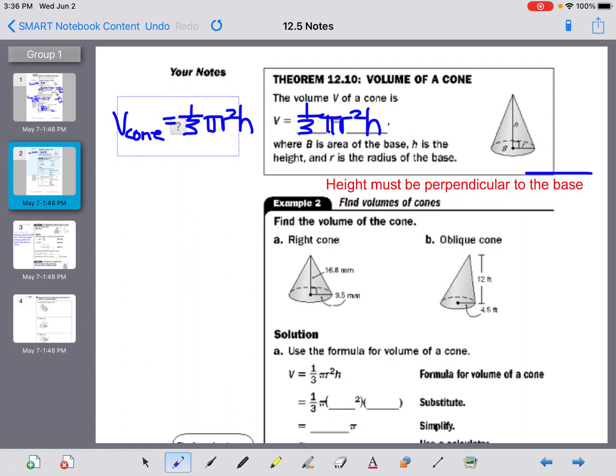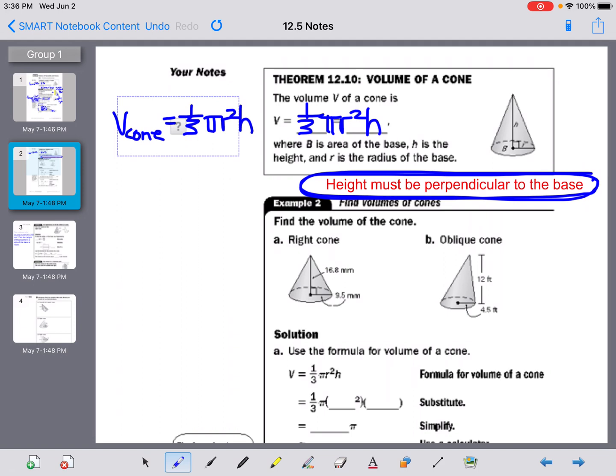All cones have the same thing. And once again, I'm going to stress this again, your height must be perpendicular to the base. Don't use your slant height. That was for surface area. Make sure you're using the height that goes perpendicular from the base, or the circle at the bottom or top, wherever it is, to the vertex of the cone.